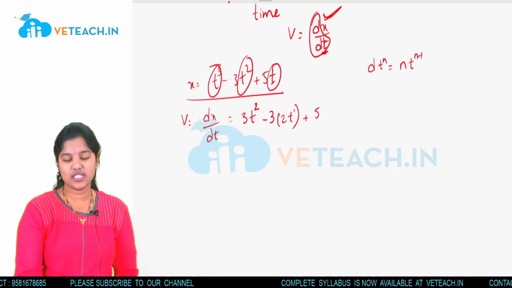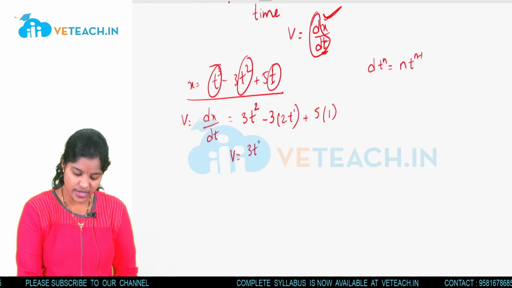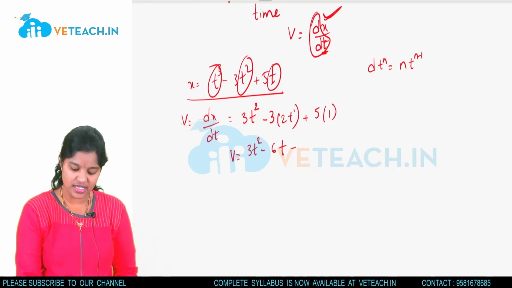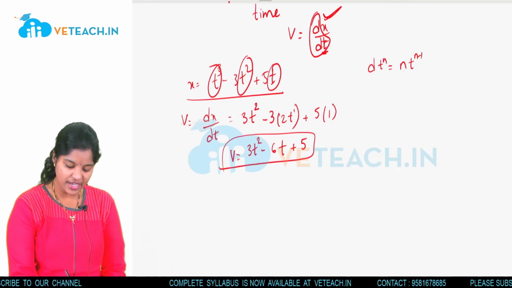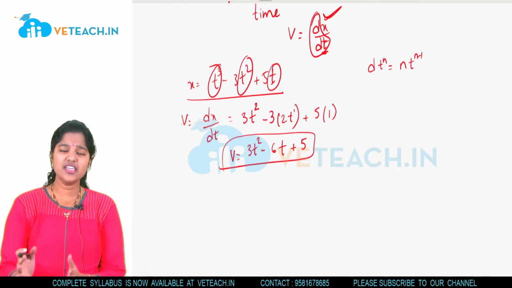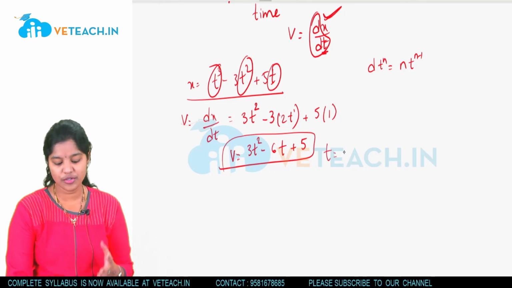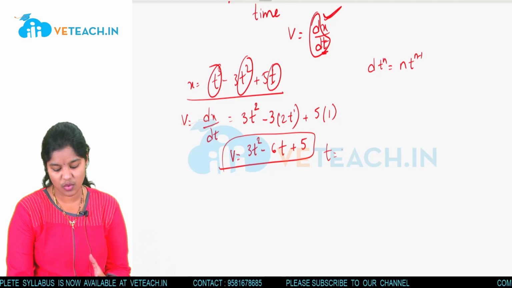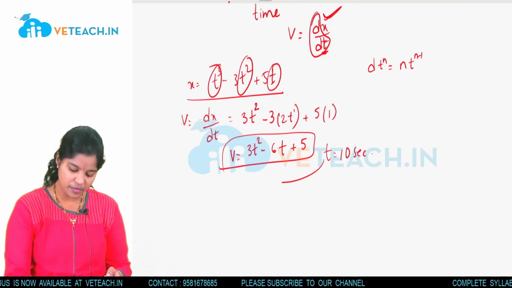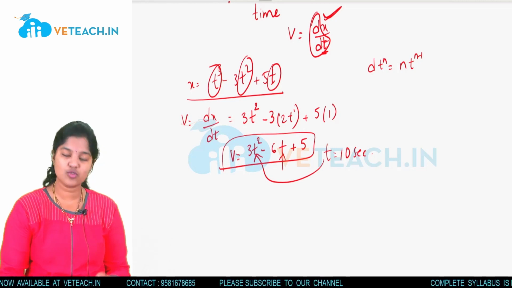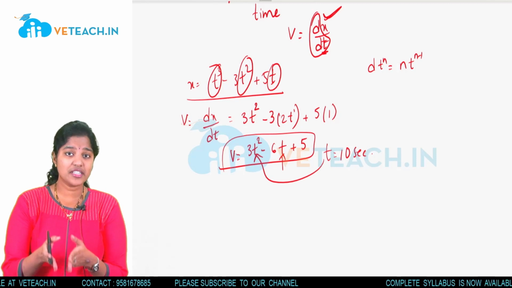Differentiation of t is always equal to 1. So velocity is equal to 3t square minus 6t plus 5. Now, by this expression, we can calculate the velocity at any given time. Suppose I want to find the velocity at t equal to 10 seconds. What should you do? You should simply substitute this t value, t equal to 10 seconds, in place of t. You will get the velocity at that particular time.